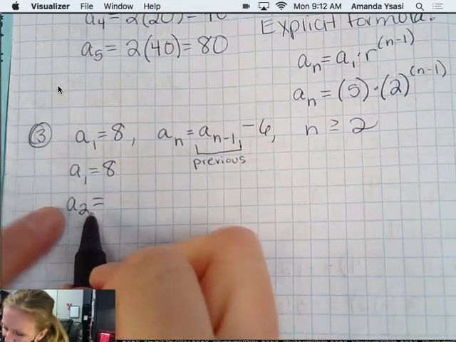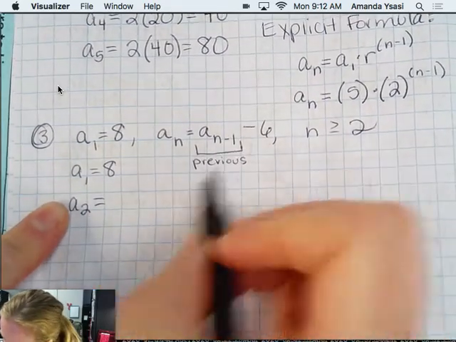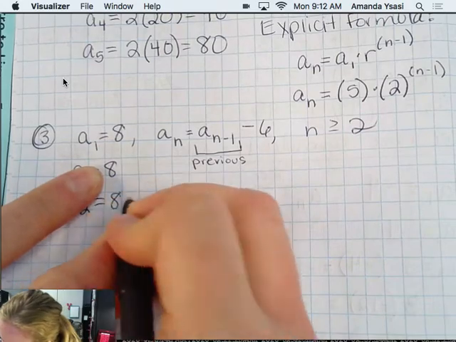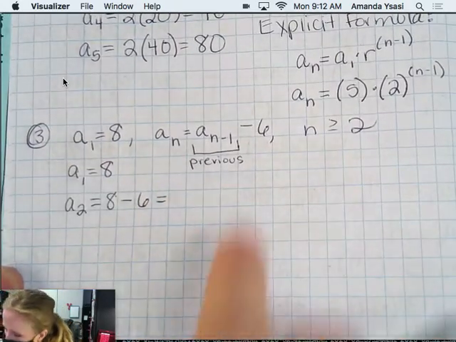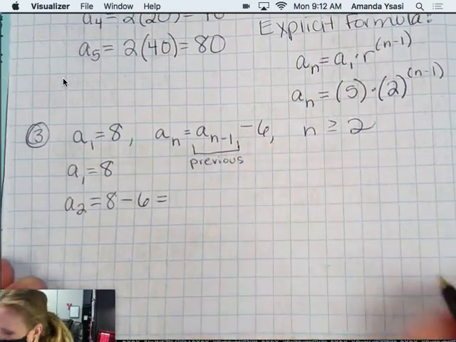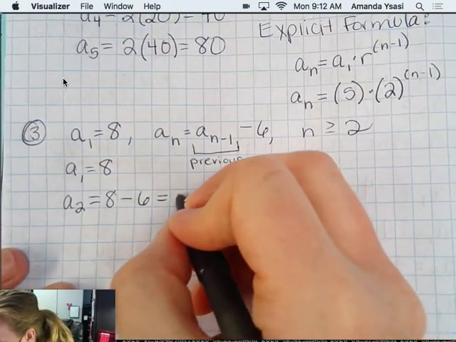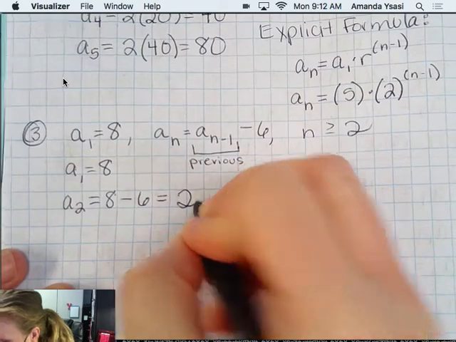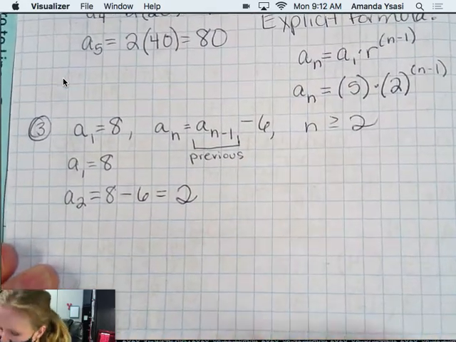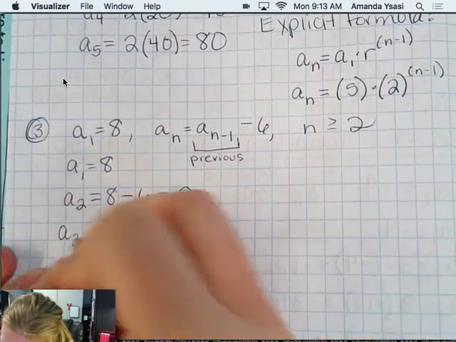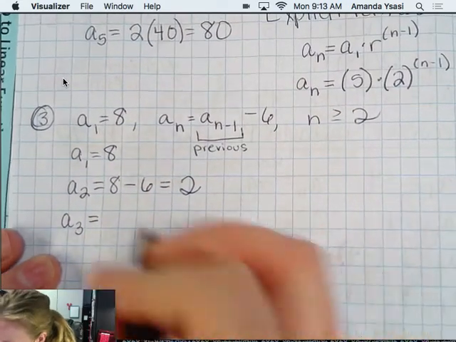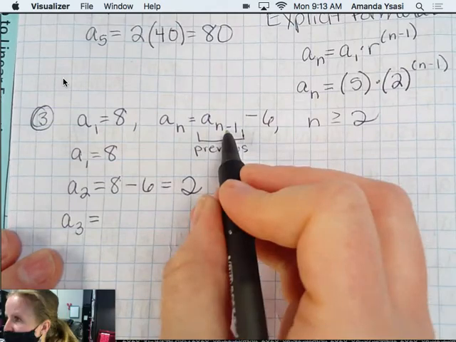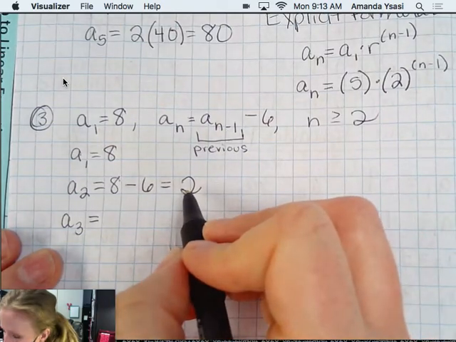So to find A2, we would plug in the previous. 8 minus 6. Oh, he's a trap. Yeah, because that's what it says right here. Subtract 6. So 8 minus 6 is 2. There we go. And now A3 equals, we do the previous. What's the previous?